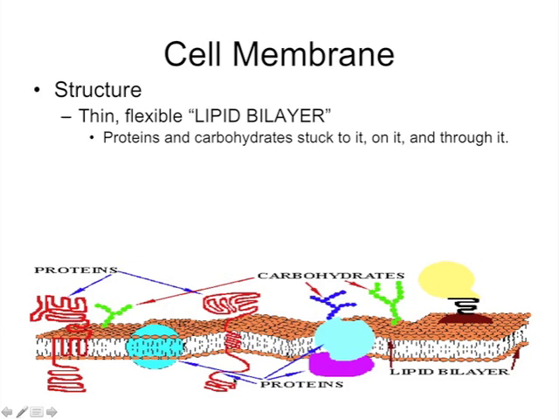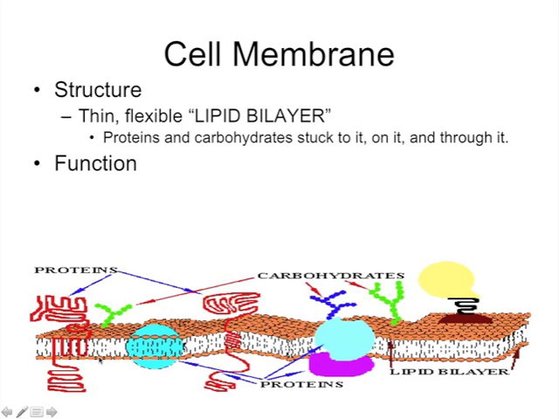But you can also see some other things, some proteins, some carbohydrates that are stuck to that lipid bilayer and on that lipid bilayer, and in some cases all the way through the lipid bilayer from one side to the other. And those will be important to us a little bit later on. We'll talk a little bit more about how the cell membrane does its job, but it's mainly made of this lipid bilayer, and there's some other stuff in there as well.